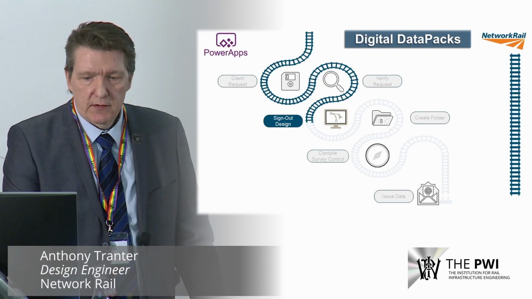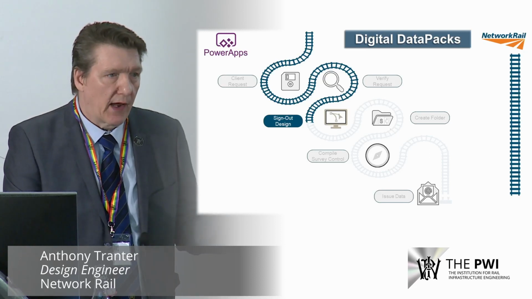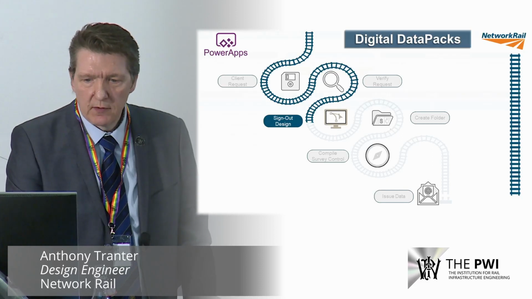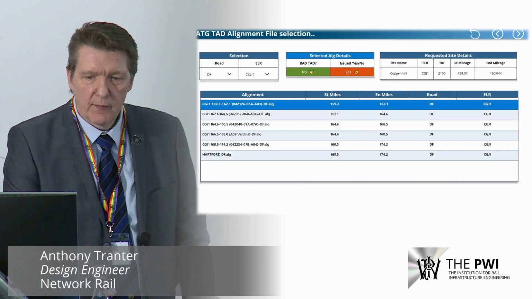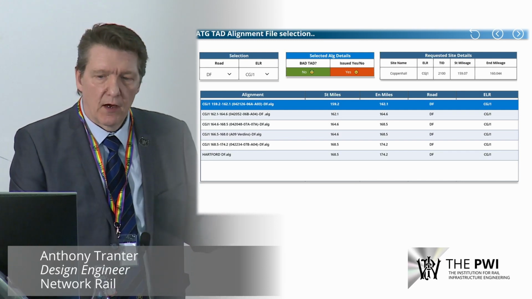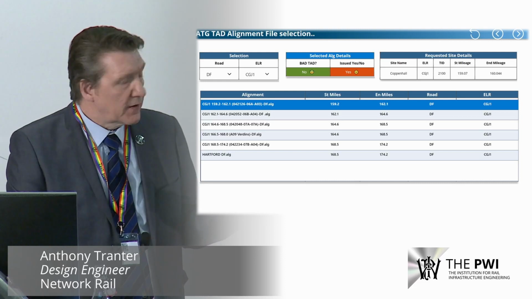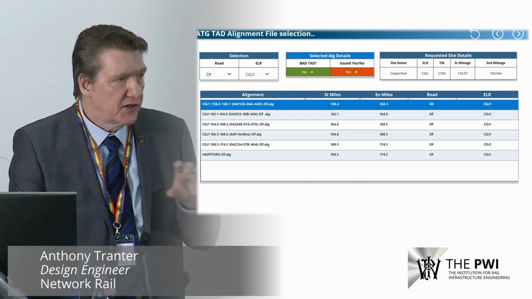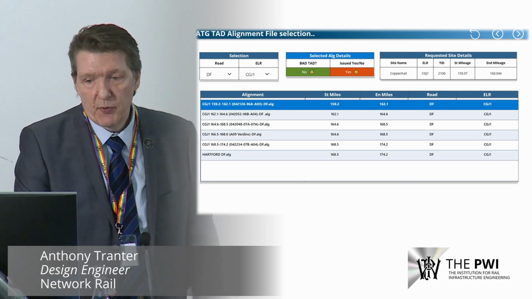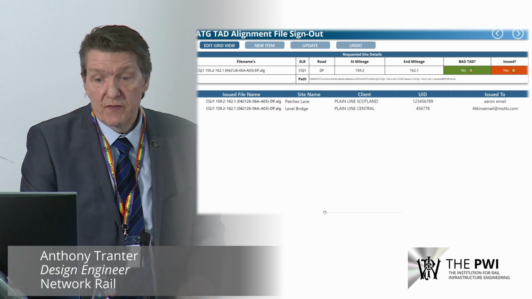And then we start looking at the design sign out, and this is the bit where we're trying to manage the change control. Here, this is a gallery, they call them, and this is a list of the TAD files, they're ALG files. This is a list of the TAD files that pertain to the downfast on the CGJ1, and you simply select the file that you're interested in and then move to the next screen.